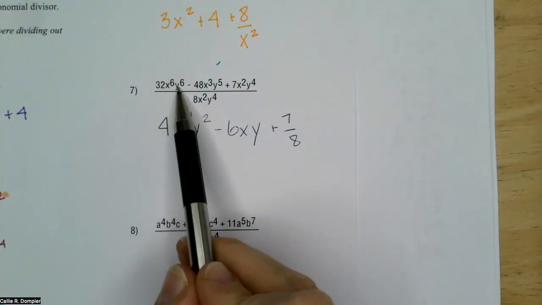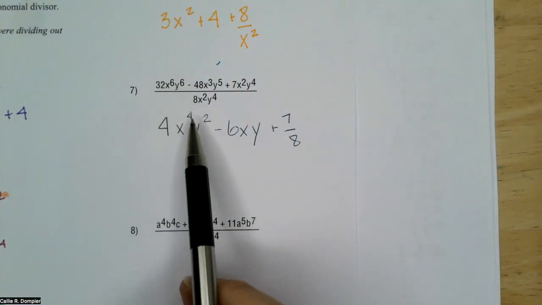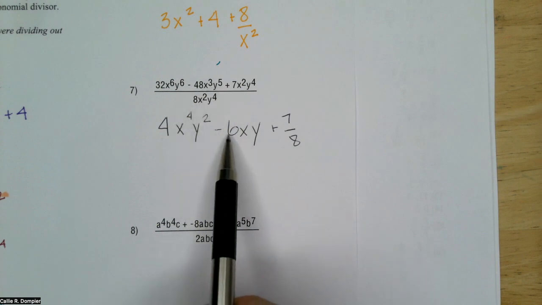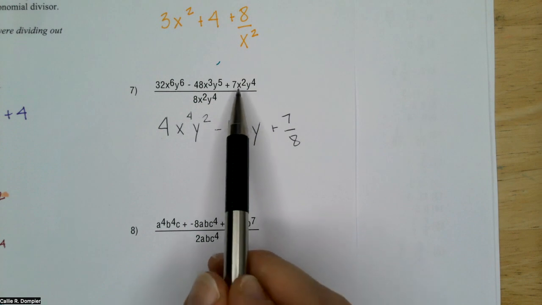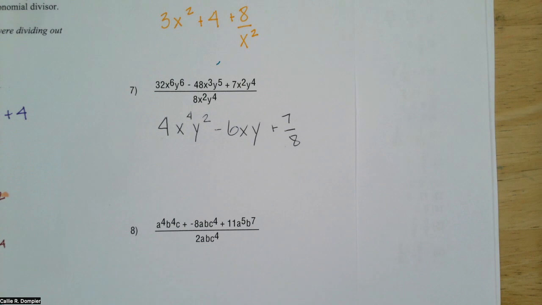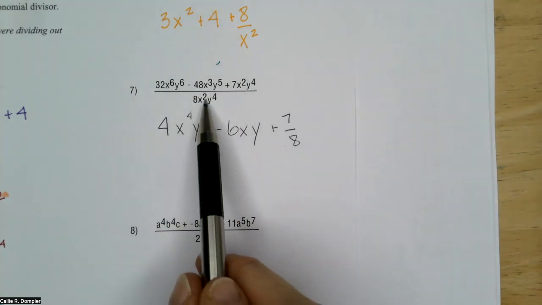The 32x to the 6 y to the 6 became 4x to the 4th y squared. Negative 48x to the 3rd y to the 5th became negative 6xy, and then plus 7x squared y to the 4th became plus 7 eighths because we divided it all by 8x squared y to the 4th.